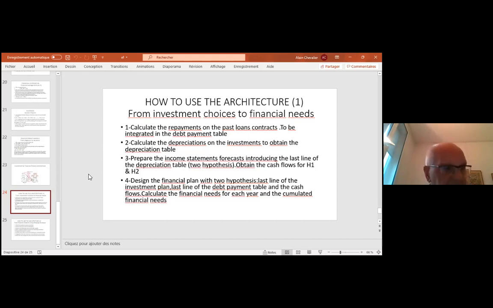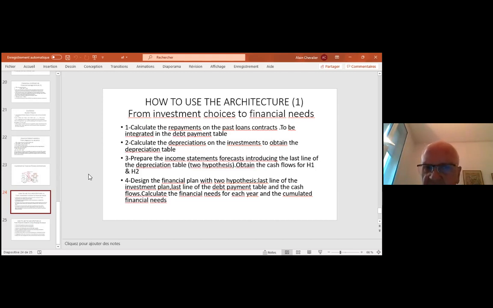And also, you don't know if there was an acceleration or modification of a contract in the meantime. If you have flexibility in your loans, perhaps you have accelerated or decreased the repayments. It's very difficult to connect to the balance sheet, or you have to know all these specific operations. Second, calculate the depreciation on the investment to obtain the depreciation table. It is easy to do. You have the rules there.